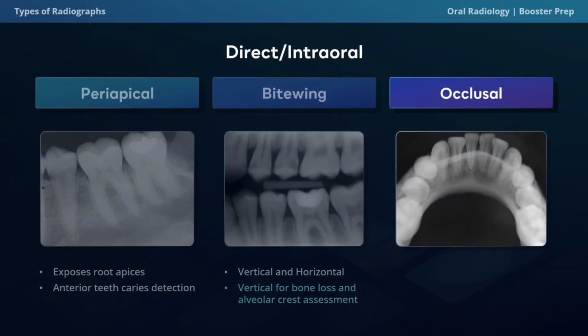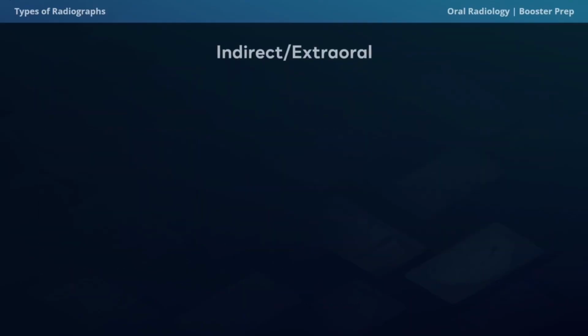And finally, there's an occlusal x-ray, and for this one, the receptor is placed on the biting or the occlusal surface, and it gives us a nice view from canine to canine. Let's talk a little bit more about indirect x-rays.